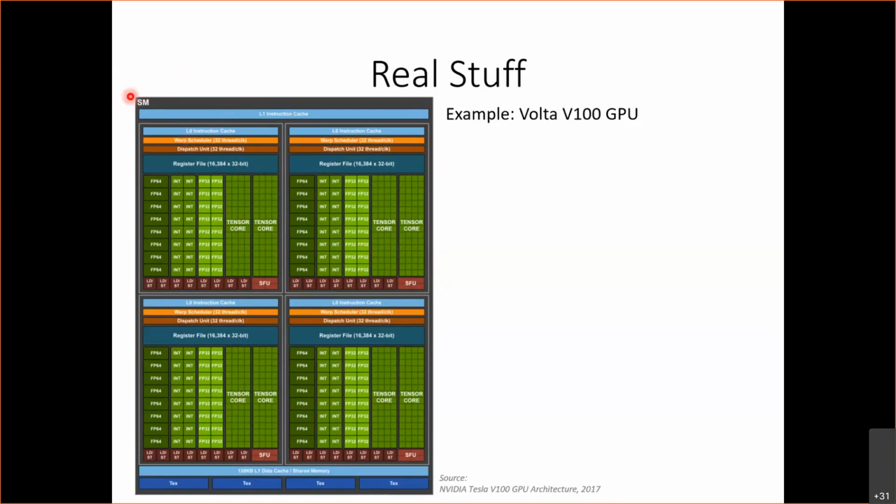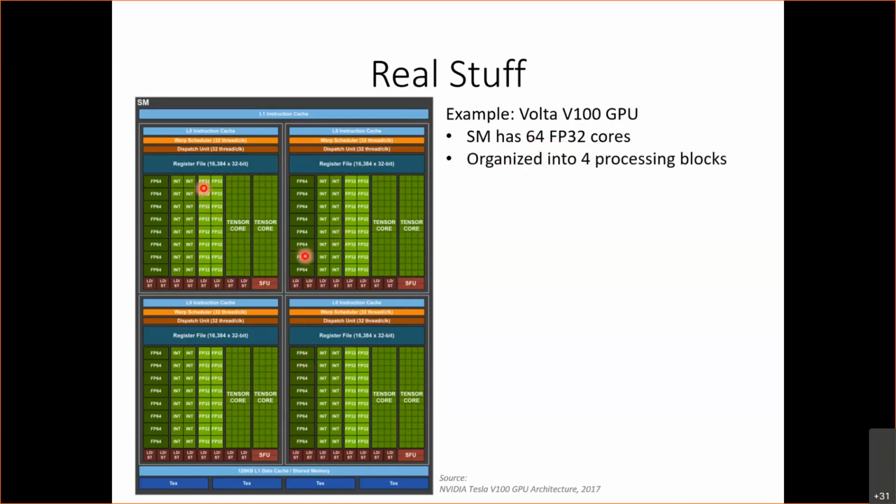The SM itself has 64 FP32 cores. When I'm talking about these cores, I'm referring to the floating point cores, because a lot of times what we care about is the floating point operation. It also has 64 integer cores, 32-bit integer cores. But these 64 cores are actually organized into 4 processing blocks.